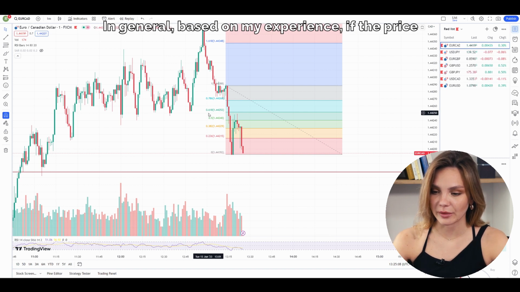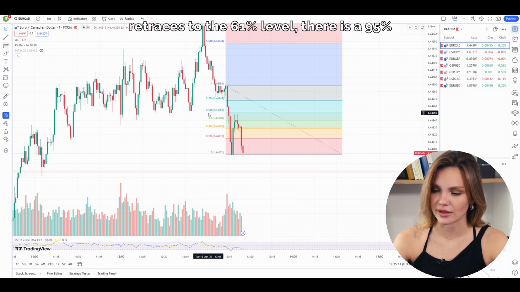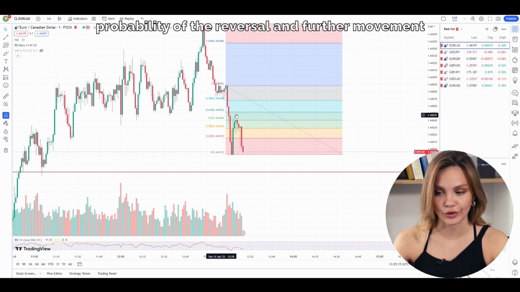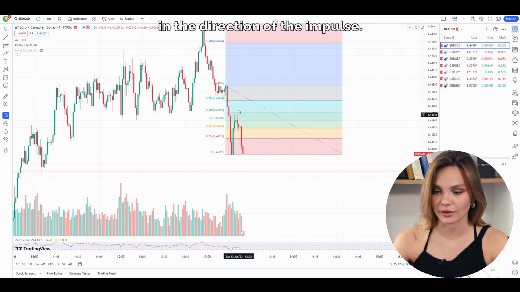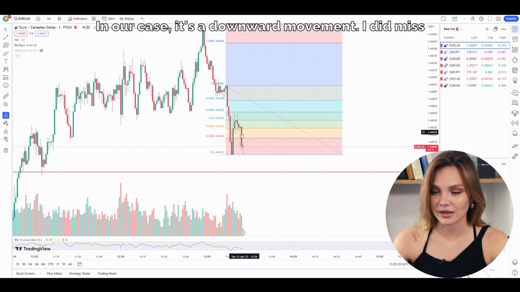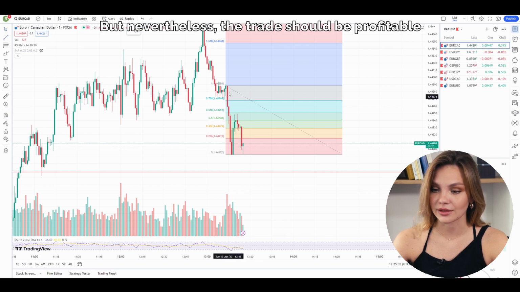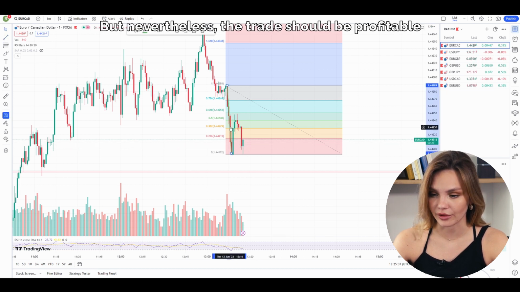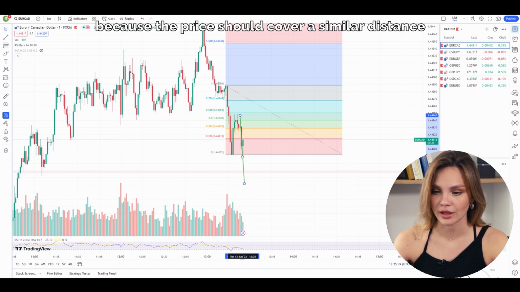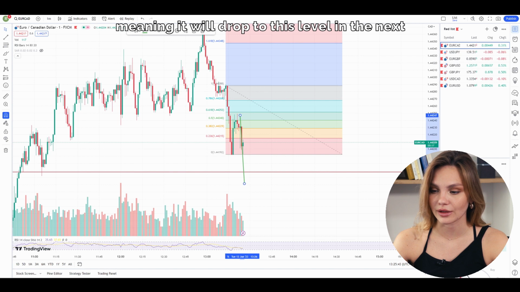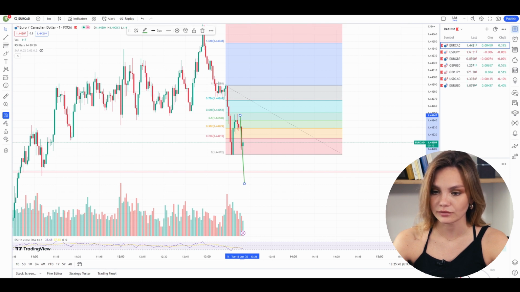In general, based on my experience, if the price retraces to the 61 level, there is a 95% probability of the reversal and further movement in the direction of the impulse. In our case, it's a downward movement. I did miss the perfect entry point. But nevertheless, the trade should be profitable because the price should cover a similar distance, meaning it will drop to this level in the next few minutes.